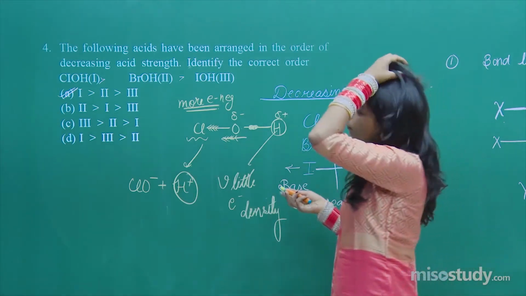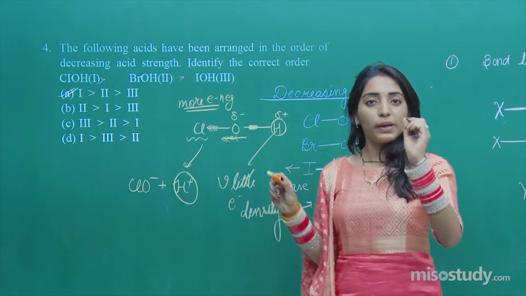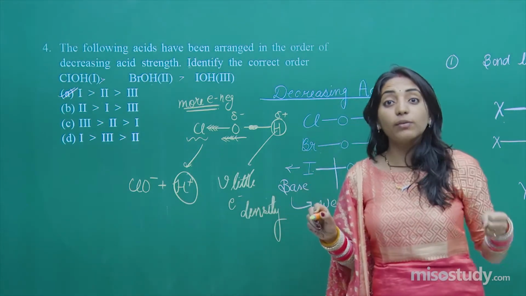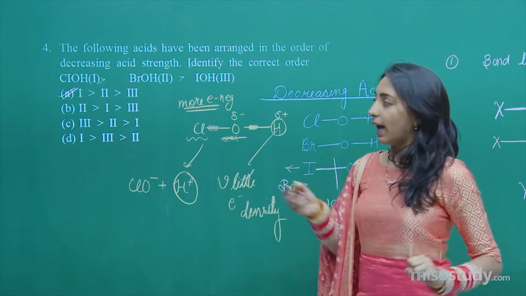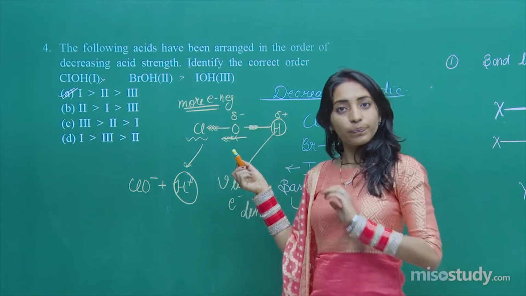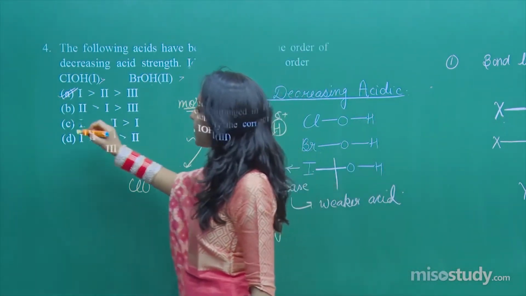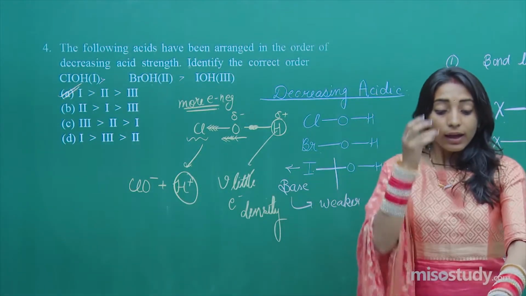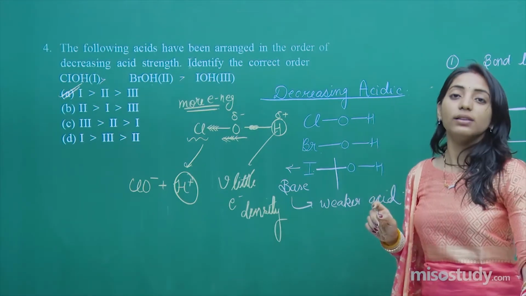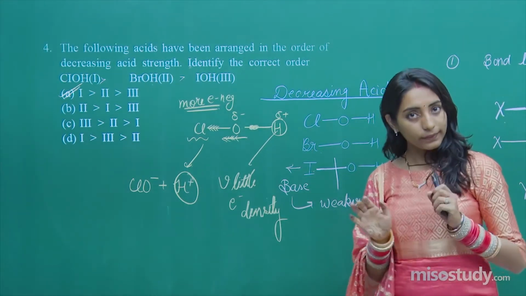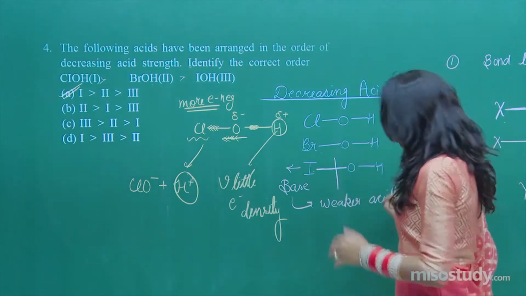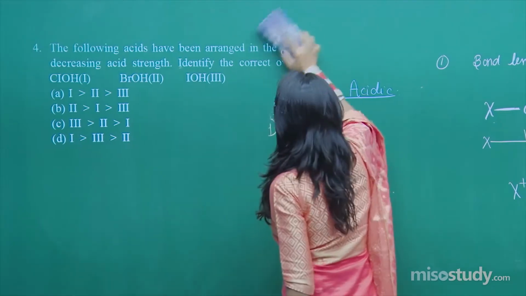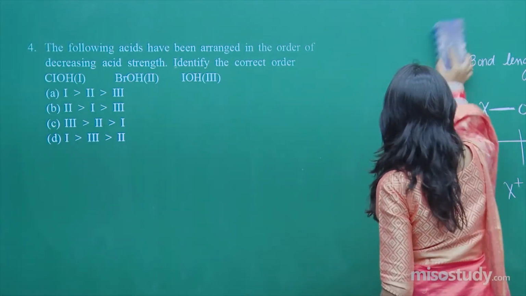However, if you compare BrOH and IOH, Br has lesser electronegativity, so Br won't be able to take that many electrons from the Br-O bond, and the same goes for the I-O bond. On the basis of these two explanations, we get a common answer, option A, which is the correct answer for this question. Done with question number 4, let's move on to question number 5.